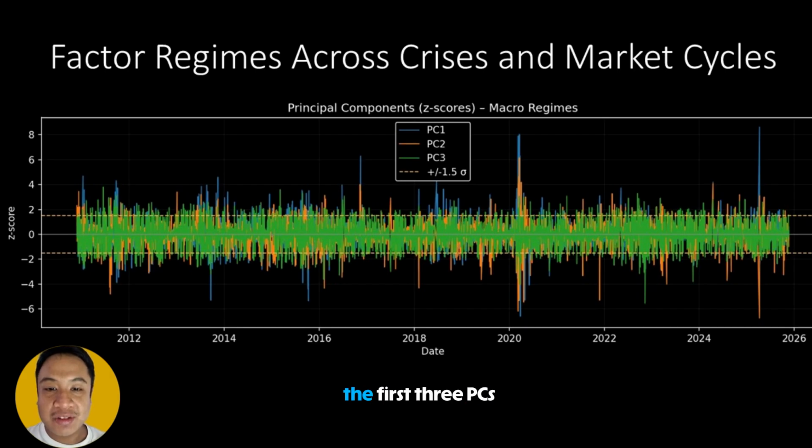Finally, here we plot the first 3 PCs as z-scores through time. When the line is near 0, macro conditions are normal for that factor. When it spikes beyond plus 1.5 sigma, we are in an extreme regime. Below negative 1.5 sigma is the opposite extreme. You can clearly see big risk-off spikes in PC1 around episodes like the Euro crisis, taper tantrum, and COVID shock. This is where it becomes interesting for trading.